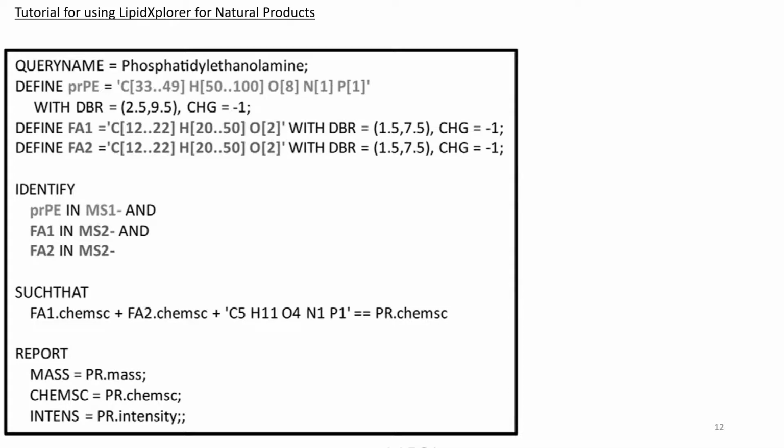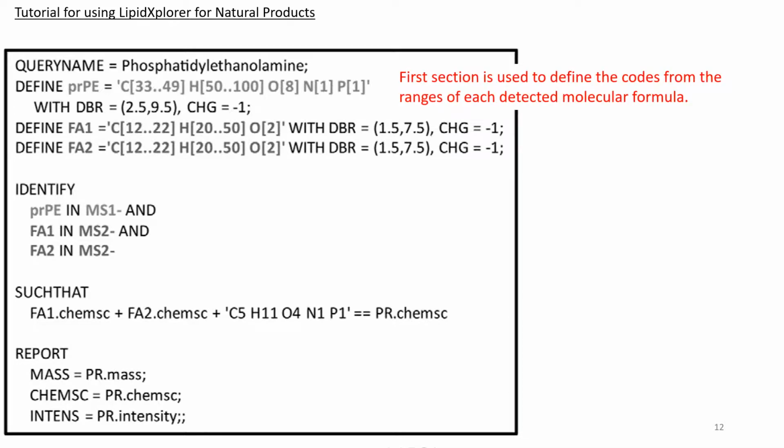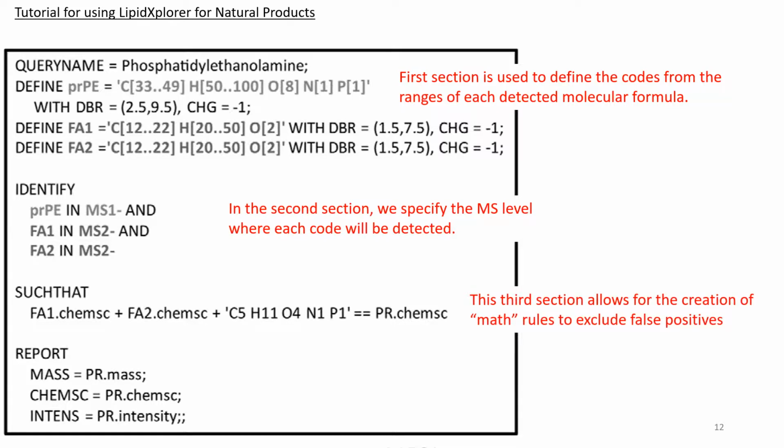The first section is used to define codes for the ranges of each detected molecular formula. In the second, we specify the MS level where each code will be detected. The third one allows us to create some kind of math rules to exclude false positives. And in the final fourth section, we define the results to be printed in the final CSV file.